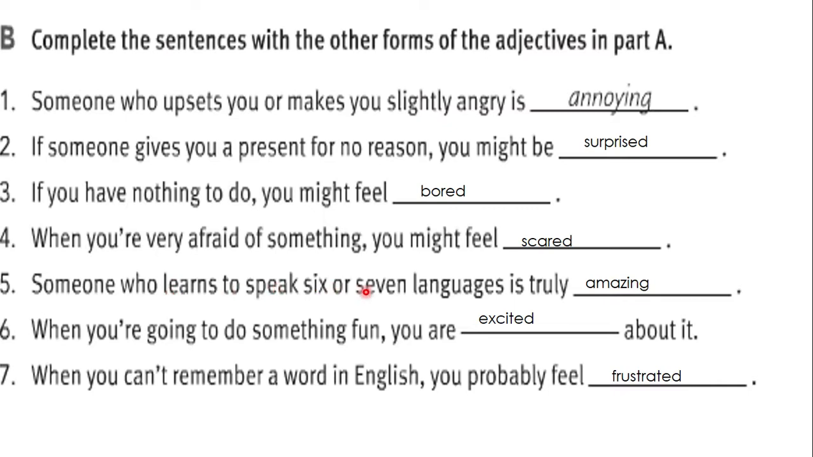Someone who learns to speak 6 or 7 languages is amazing. The person who knows 6 or 7 languages is amazing. Es una persona maravillosa, sorprendente. When you're going to do something fun, you are excited about it. So this is how you feel when you're excited that you're going on vacation. When you can't remember a word in English, you probably feel frustrated. Cuando yo no me acuerdo alguna palabra en inglés o algo en el examen, me siento frustrado, frustrated. This is how I feel.